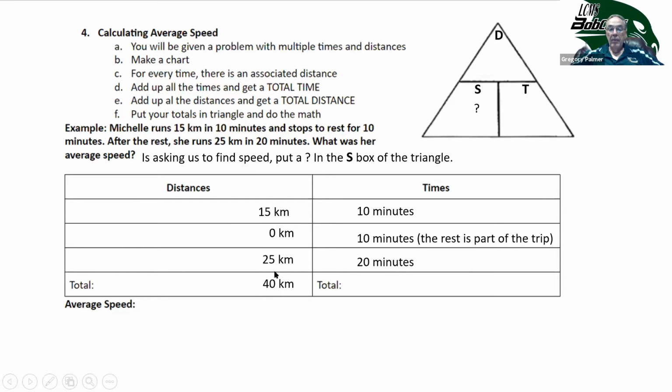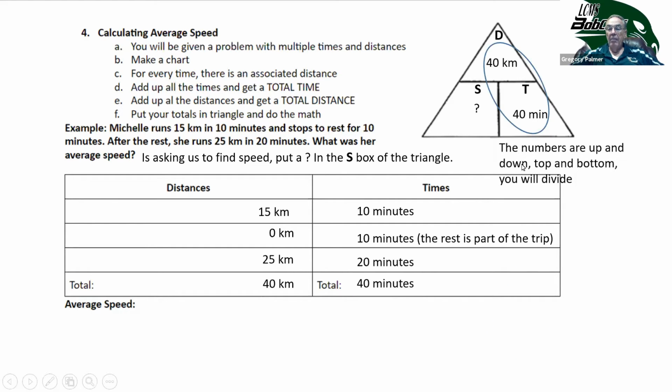Now we have all the information of the problem, so we can add up and get the total. The total for the trip is 15 plus 25. She went a total of 40 kilometers. And the total time she took was 10 plus 10 plus 20, which is 40 minutes. Now we can put our distance and our time in the triangle. We're going to put the 40 kilometers where the D is and the 40 minutes where the time is, and we're going to solve. Numbers are up and down in the triangle, or top and bottom, so we know that we're going to divide. We take the 40 kilometers divided by the 40 minutes, because we have 40 kilometers over, that's what that bar in the triangle means, over 40 minutes. When we do that, we get our average speed was 1 kilometer per minute.